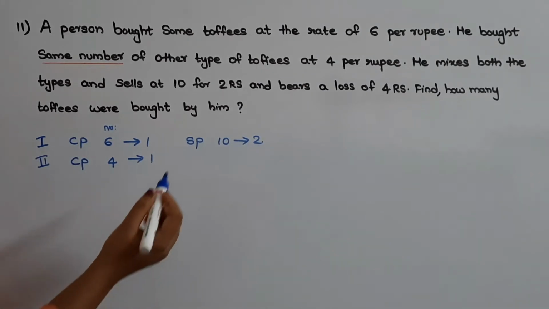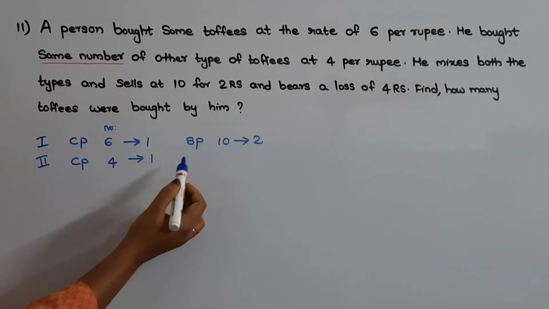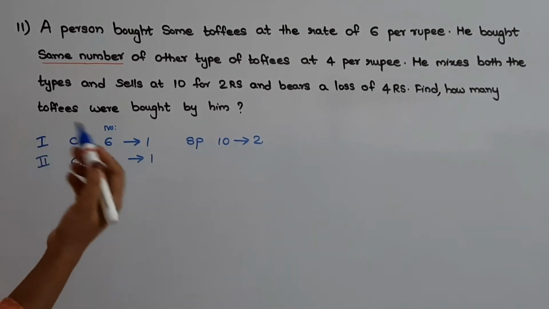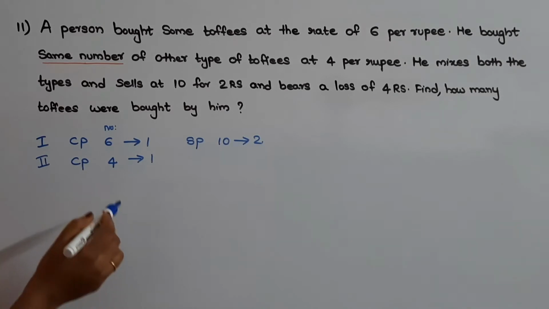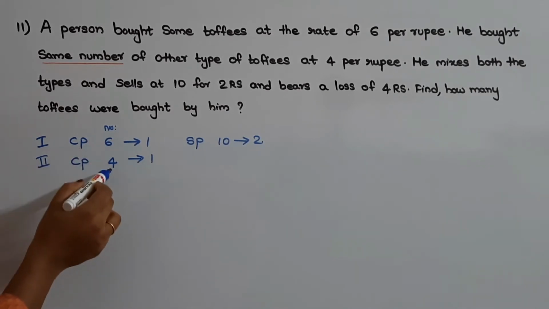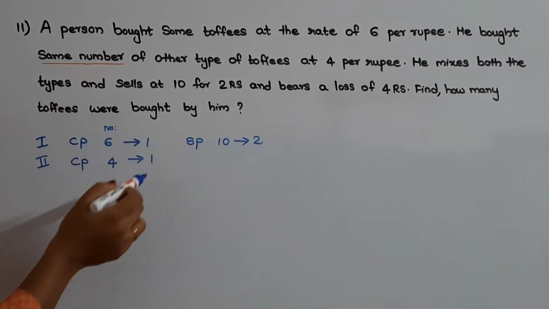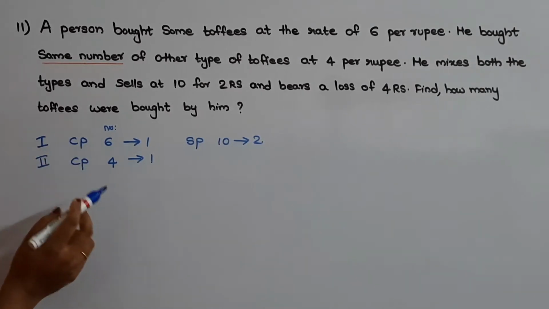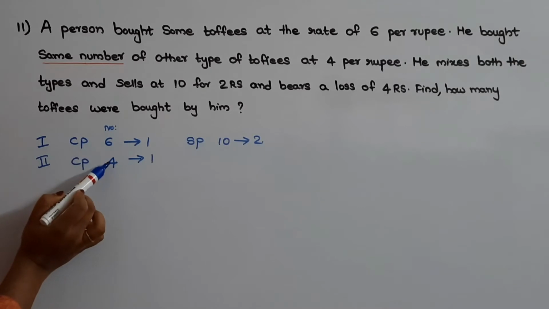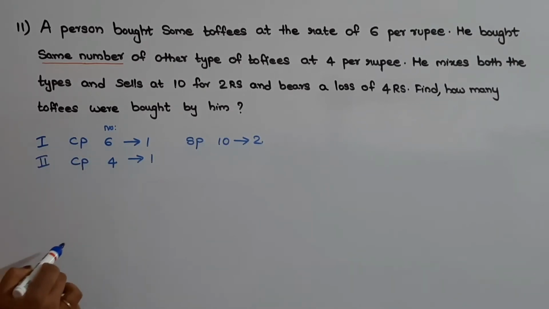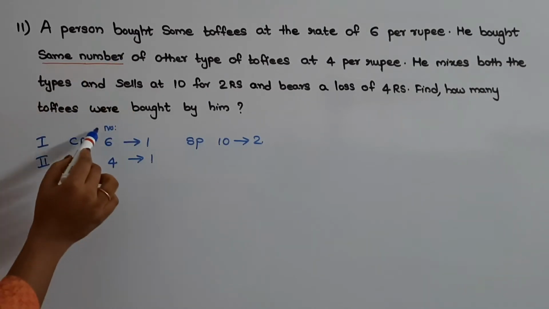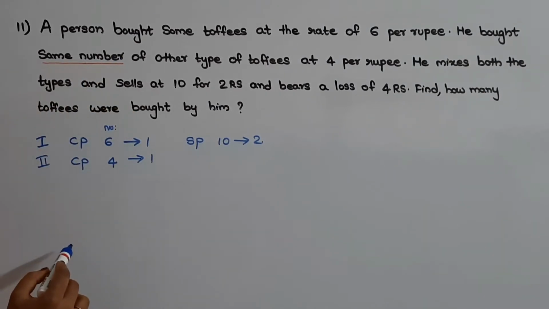So here the selling price is given after mixing the toffees. So we need to consider the cost price also after mixing the toffees. For that we need to add the number of toffees as well as the cost price in both the cases. But before adding both, we need to make the number of toffees the same in both the cases, because it is given that he bought the same number of toffees in the first case as well as in the second case.